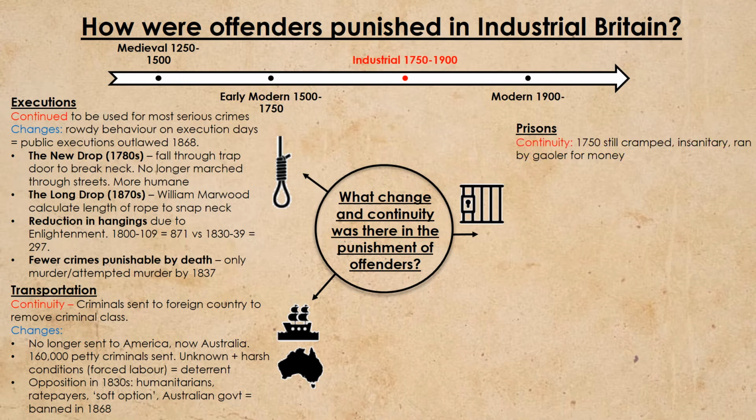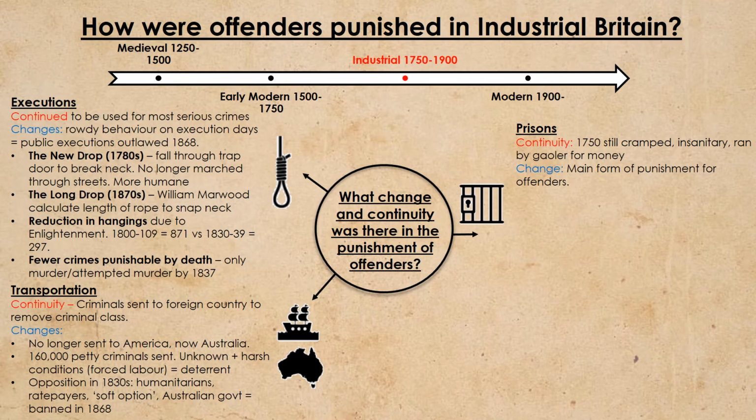In terms of changes to prisons then, we'll start off with continuity. In 1750, prisons are still cramped, they're insanitary, so they're not in good conditions, and they're still run by a jailer for money, which of course is to the detriment of the poorest criminals who are sentenced to a prison sentence. But you get lots of change in prisons during this time.